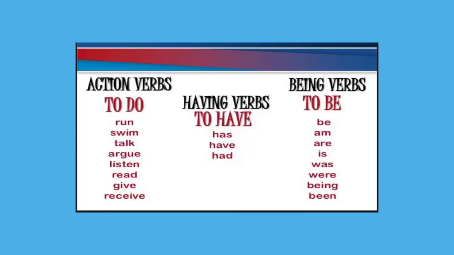As you can see, there are two other types of verbs besides action or doing words. They are having words and being words, and there's a list of them on your screen at the moment. We're going to have a look at a sentence in a moment that doesn't contain any action words, but it contains having words and being words. See if you can identify them for me.